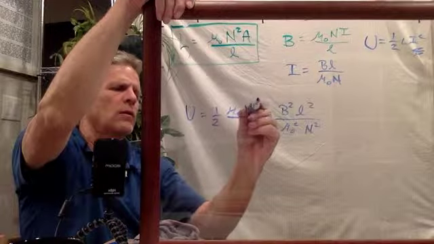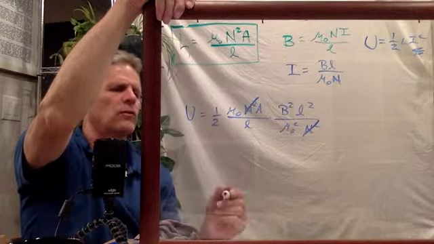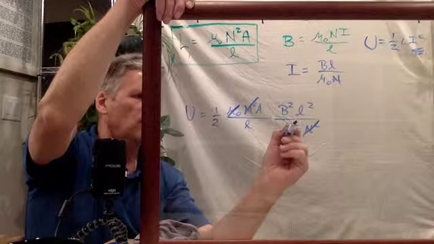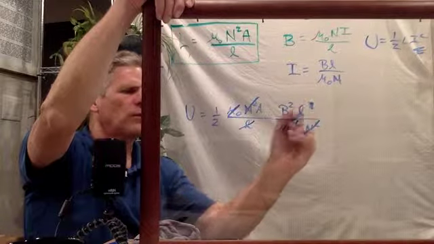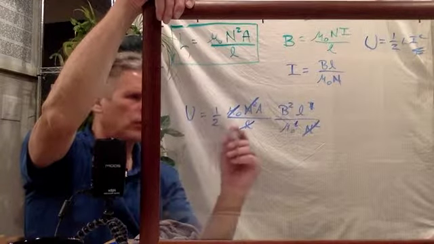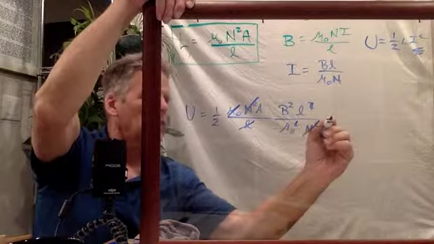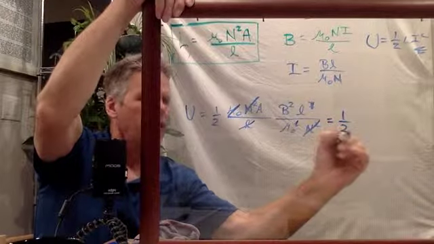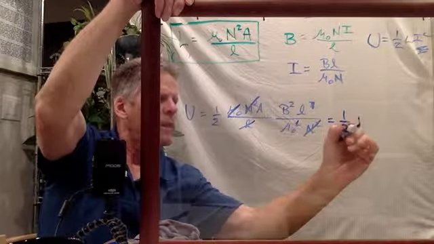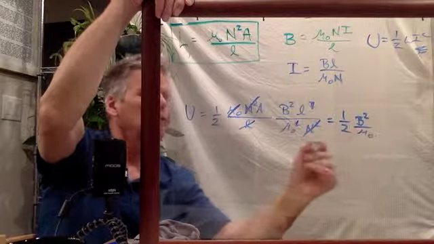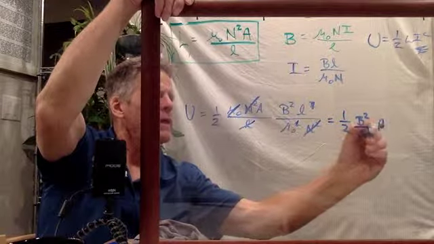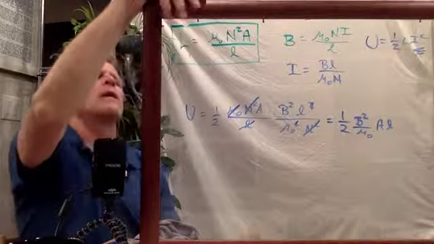So what happens? We have an N squared that cancels an N squared. We have a mu 0 that cancels one of those mu 0s. We have an L that cancels one of those L's, and I believe we're done. So what do we have? This equals 1/2 B squared over mu 0 times A L.